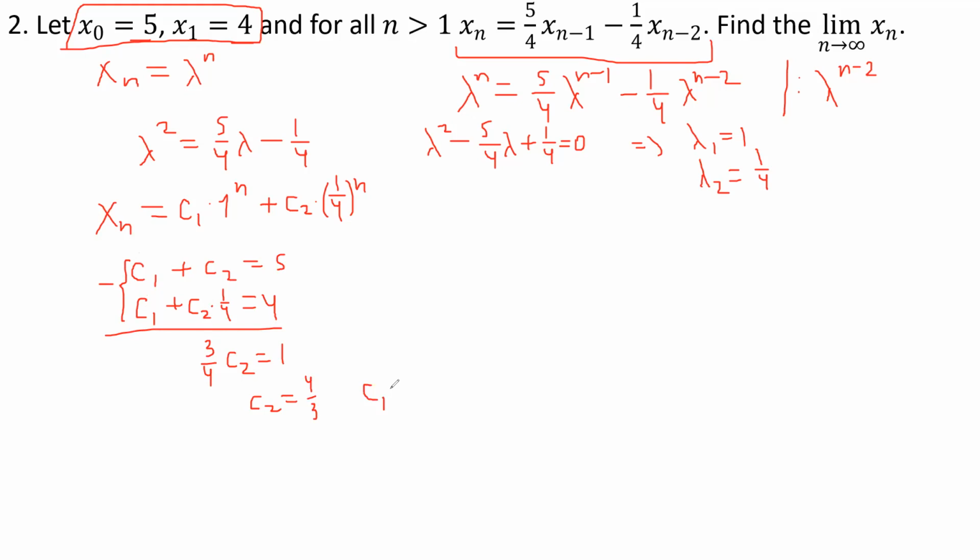And now we can find C1 as 5 minus 4/3, 11/3. So our xn is 11/3 plus 4/3 times 1/4 to the power of n.